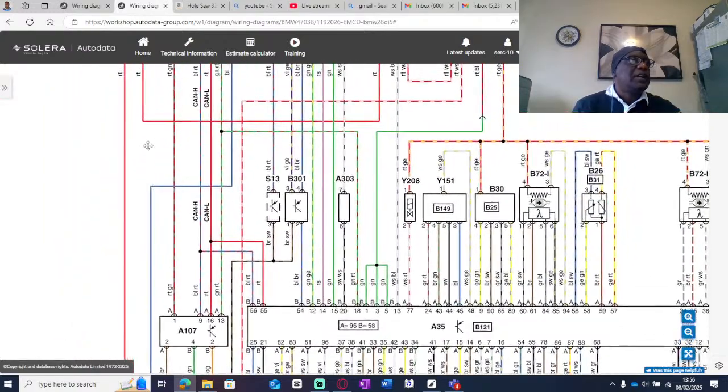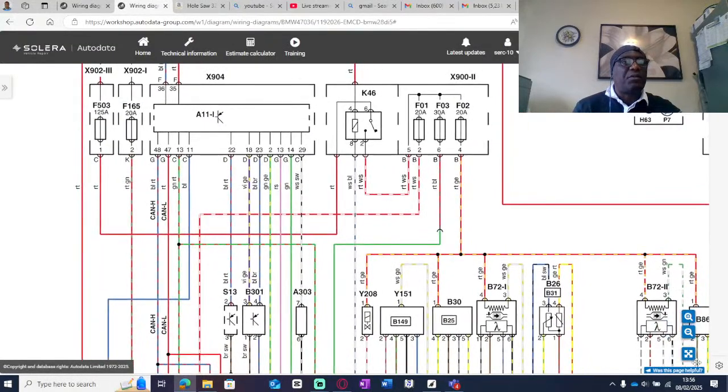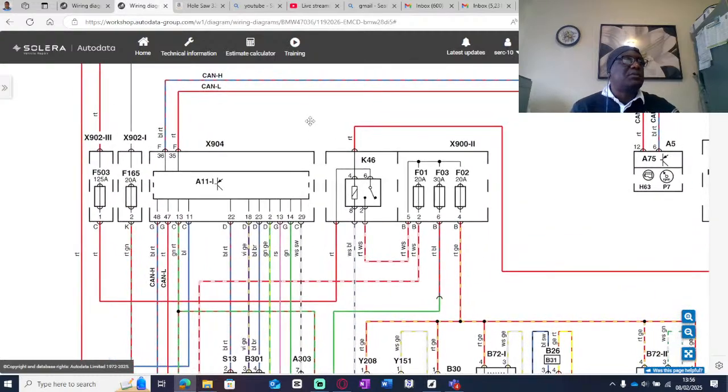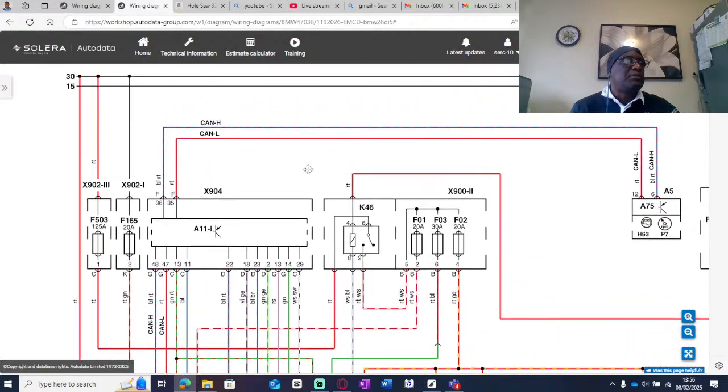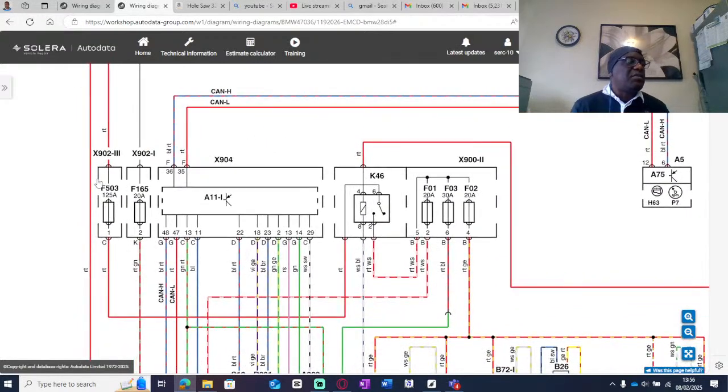So let me go back here. Sorry, we'll be going back and forth. I'm trying to make the diagram as big as possible so that you can see what I'm talking about. So right, okay, we know now what number 30 stands for. We know what 15 is. We know what 31 is. We know what 50 is. So let's look at some of the things here.